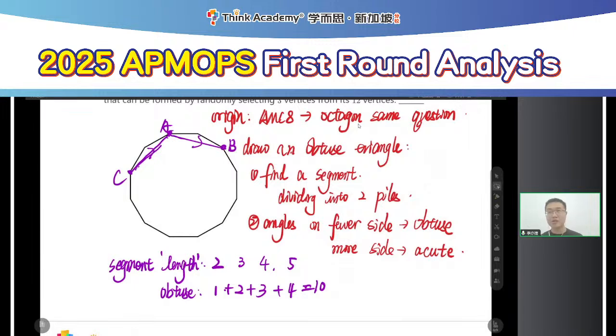Or you can just times 2 and divide by 2. It's the same thing, right? So generally, we have 4 kinds of segments on each point. And totally, we can draw 10 obtuse angles. We have 10 obtuse triangles. We have 12 points. So the answer is 120.